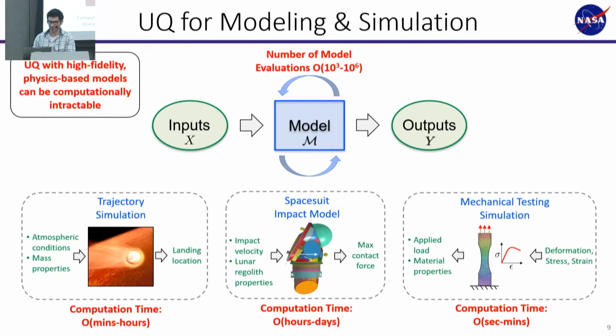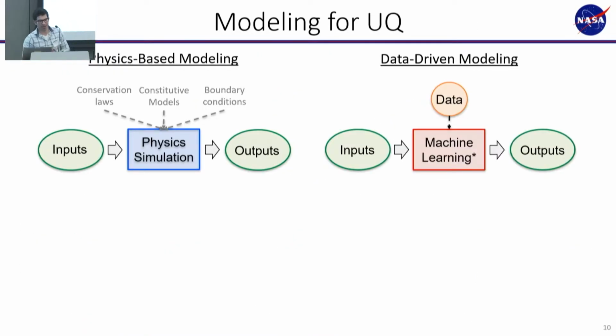With these high-fidelity physics-based simulations like we have here on the slide, these take on the orders of minutes or hours or even days to run just one. So obviously this is a computational challenge, and it can be intractable to do so with high-fidelity physics-based models. So the focus of today's talk is really on how do we do modeling for UQ. So how are we actually making predictions within a UQ analysis?